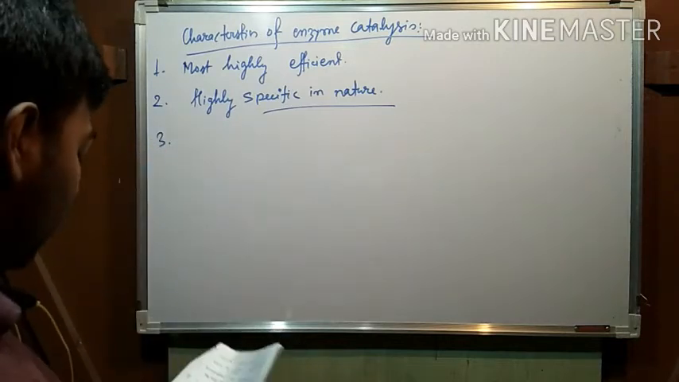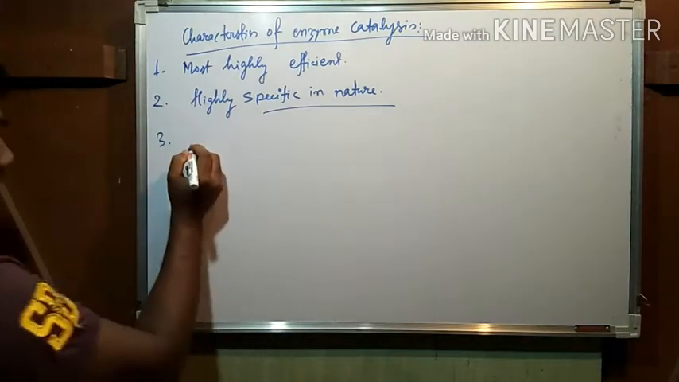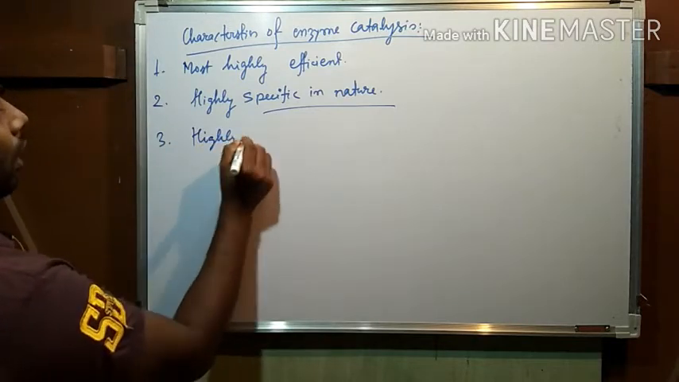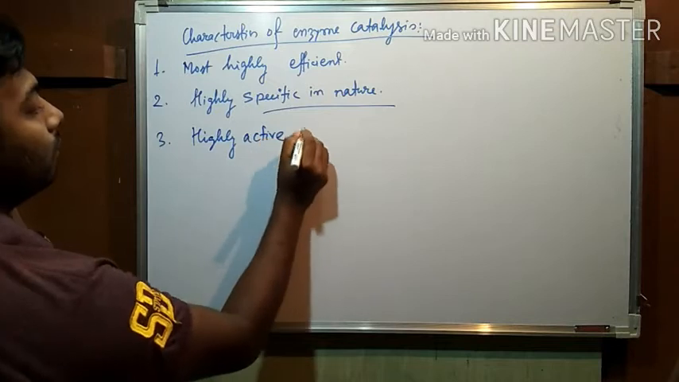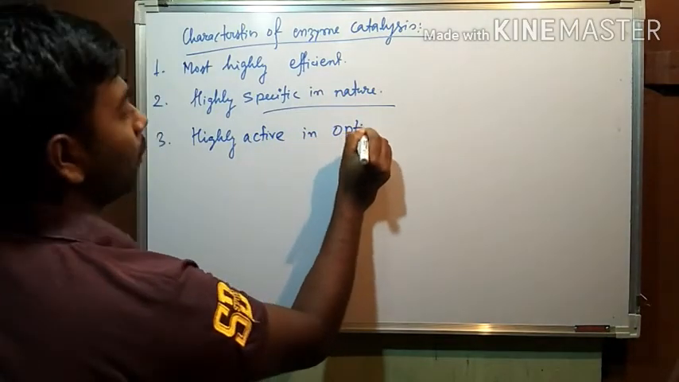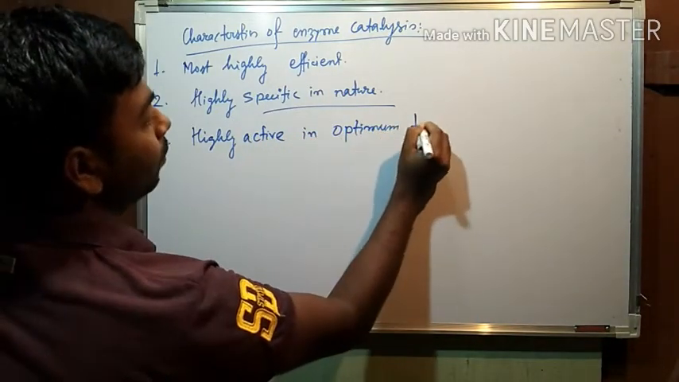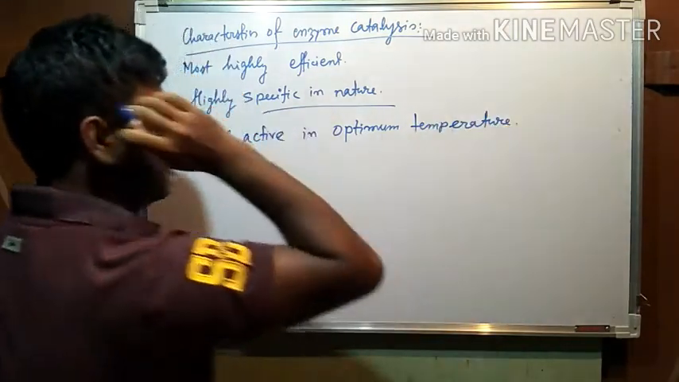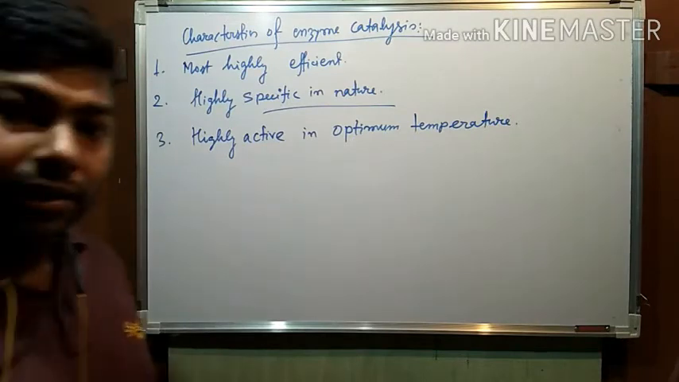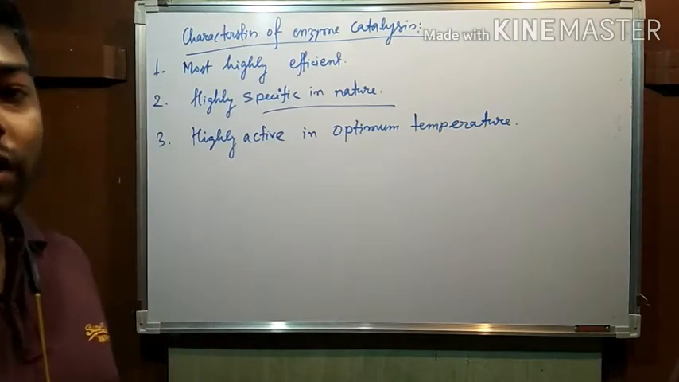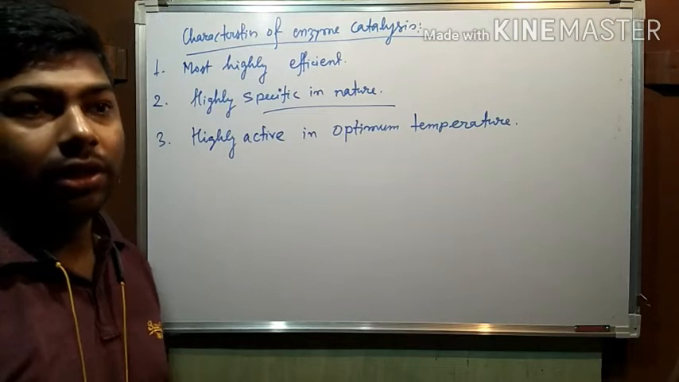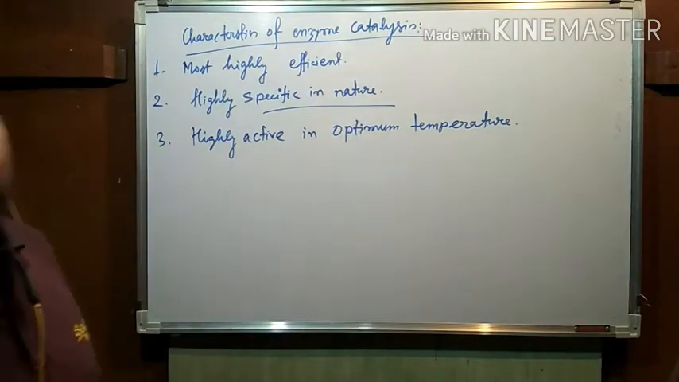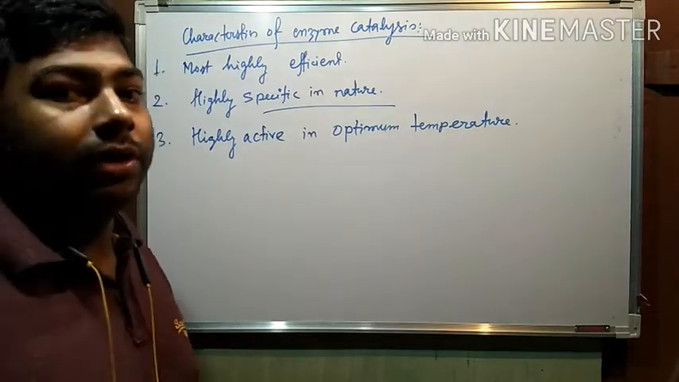Number 3 characteristic is highly active in optimum temperature. That means the enzyme catalysis reactions don't need very high temperature. It can be carried out at the optimum temperature. That means the normal temperature, you can say, or our body temperature.